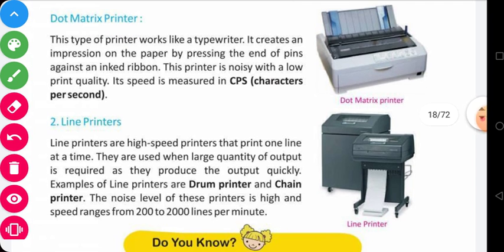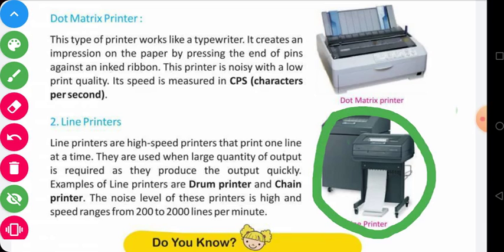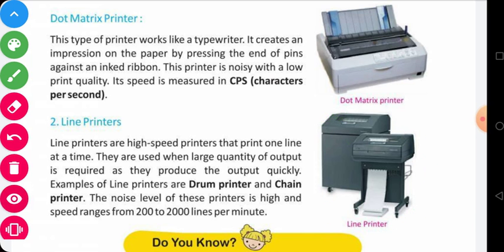And this is the example of your line printer. You can see this is your example of a line printer. Sorry, a line printer does not produce large noise. A dot matrix printer produces it.